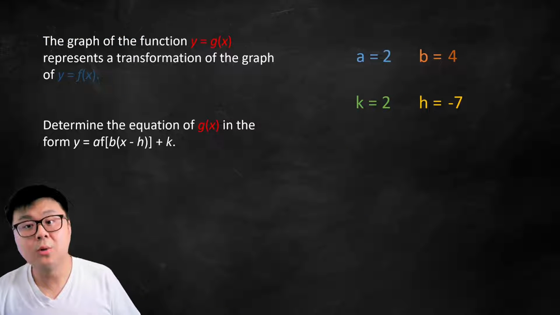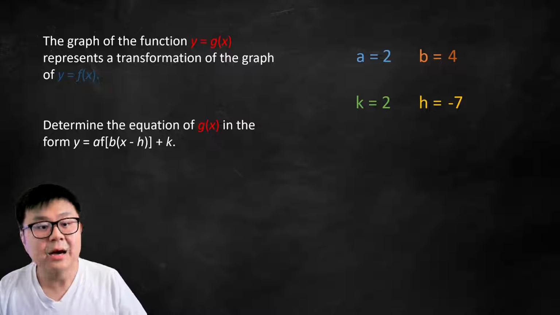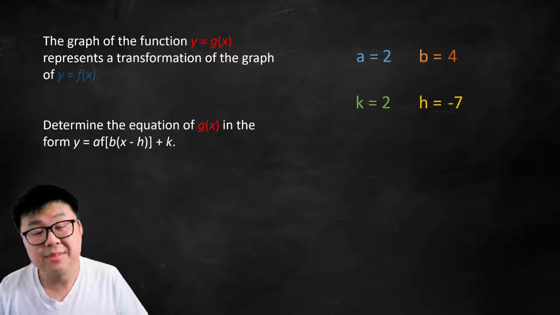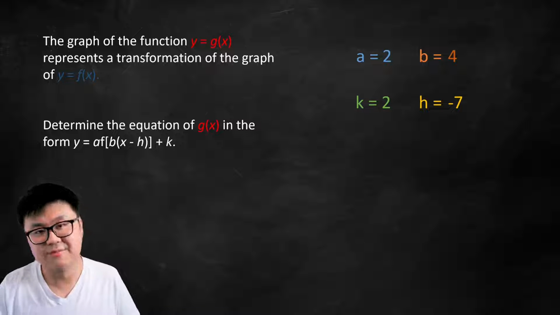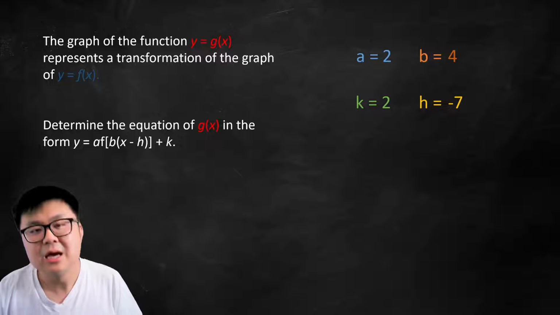So now we know the A, B, H, K of this new g of x, but they want us to write it in the form of y equals a brackets f of b of x minus h plus k. So that's what we're going to do.